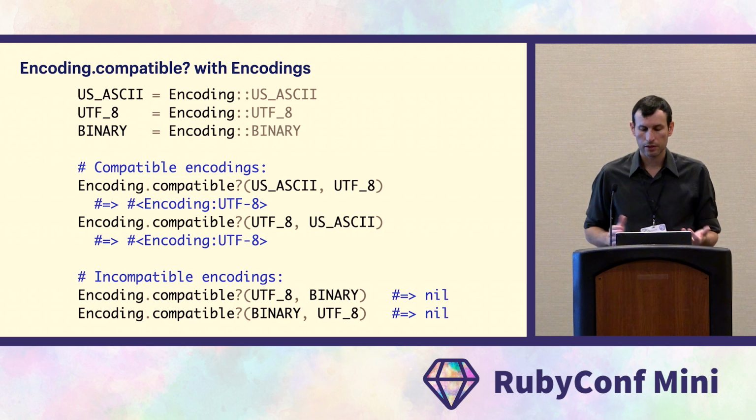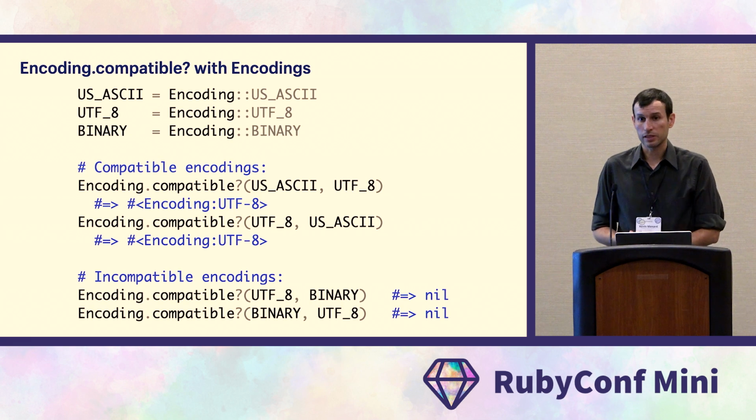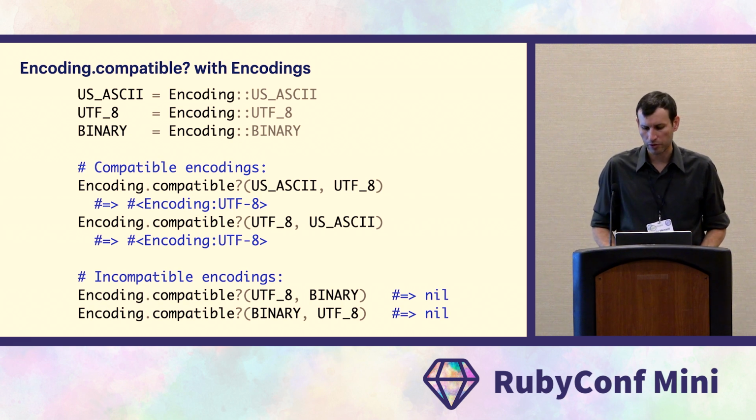And here, if we flip the arguments, it doesn't matter. In either argument order, we get back UTF-8. And then if we have 2 encodings that aren't compatible, you just get back nil. So this is something you could check if you wanted to be a bit more defensive.